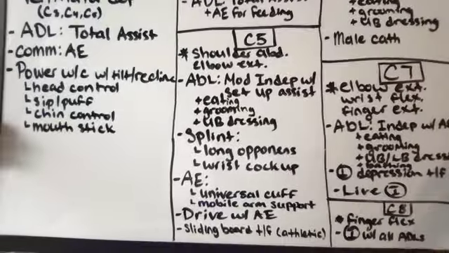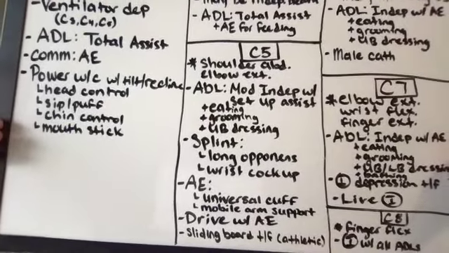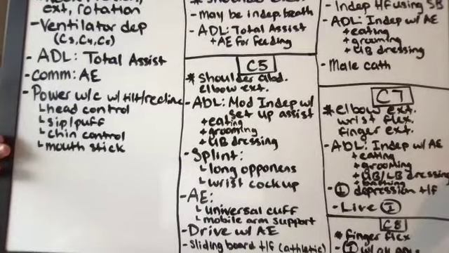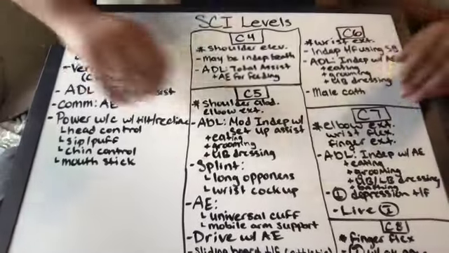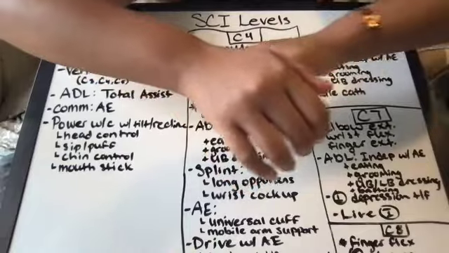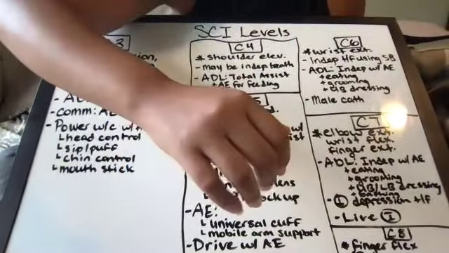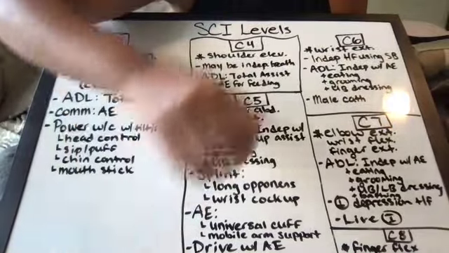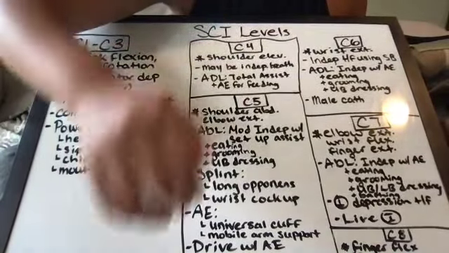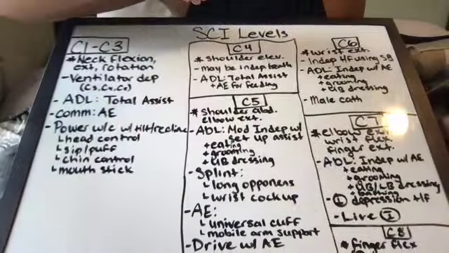And then some of the adaptive equipment at this point, they'll use a universal cuff. This can be used for many things. You can use a universal cuff when eating by inserting a utensil in, so that now that they have that motion of the arm, that flexion of the elbow is huge because now you can do hand to mouth patterns.